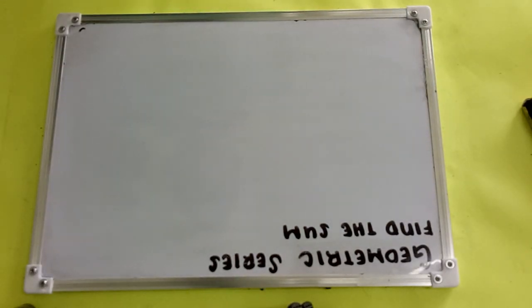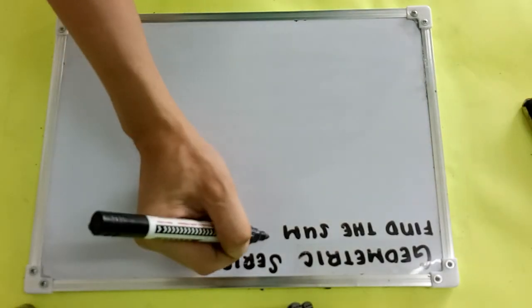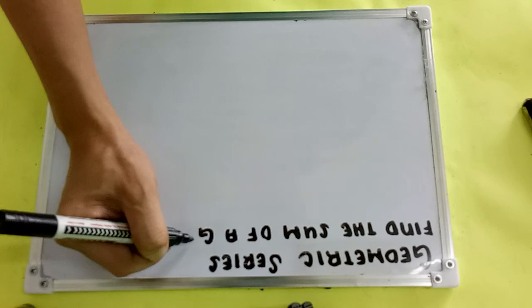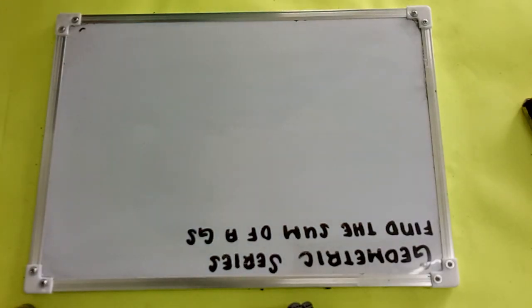So geometric series is the sum of the given geometric sequence. That's why dito we have to find the sum. So that is geometric series, the sum of the given geometric sequence. So find the sum of a automatic geometric sequence siya. Shortcutin ko na lang dahil maliit ang board.